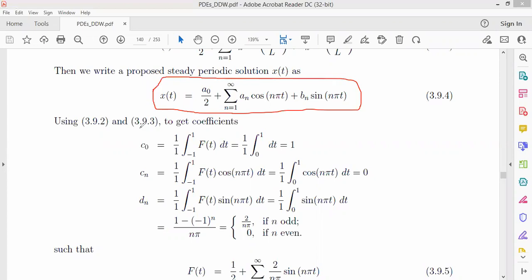Why does it take on this generic form? It's because the question given in terms of FT runs from -1 to 1. This is what you have, and this is a Fourier series, full range, which is this one in red. So since it is this one in red, remember I have X prime prime, then you are going to differentiate this equation 3.9.4 twice.